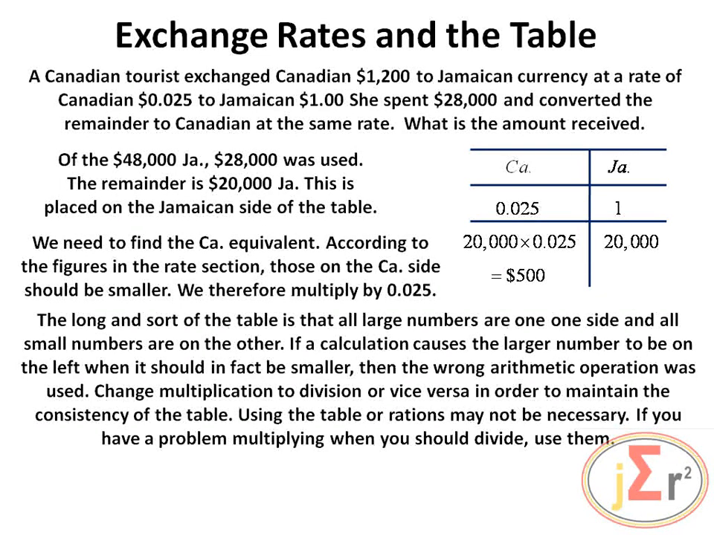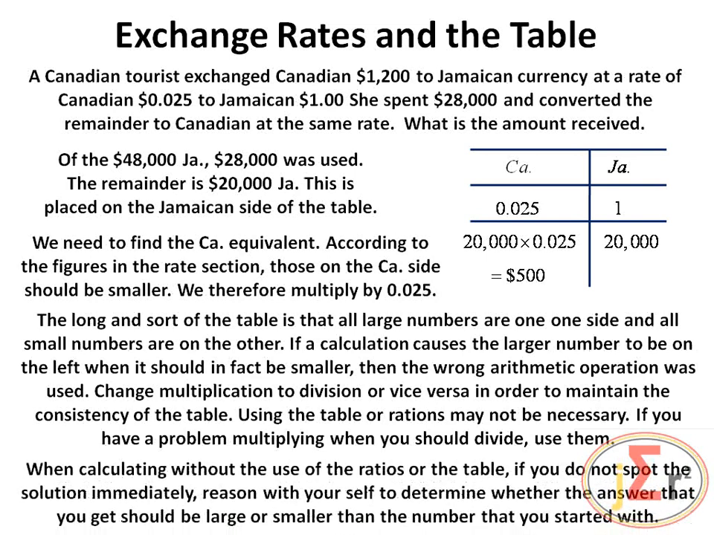Using the table or ratios may not be necessary if you have no problem when you should multiply or divide. So if you can decide whether to multiply or divide without using a mathematical device, by all means go and multiply or divide without using any mathematical device, because mathematical devices make your work longer and take much more time.